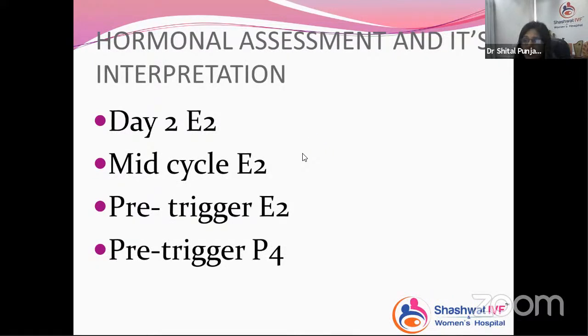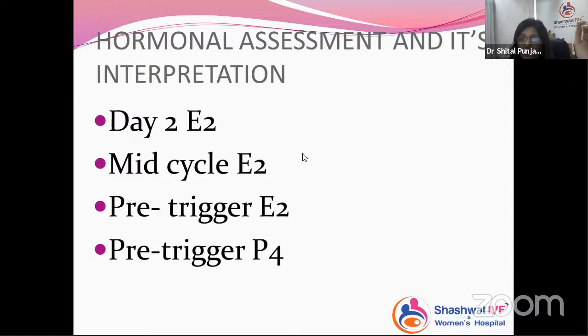See, in a regular cycle, with normal oral ovulation augmentation agents, in a normal timed intercourse cycle, or in an IUI cycle, usually all these things are not required: day 2 estradiol, mid-cycle estradiol, pre-trigger estradiol, pre-trigger progesterone. They are required only when we suspect that the patient may be either a poor responder or a hyper responder. In normal responders, and in those patients whom we are not offering IVF, this is usually not required.